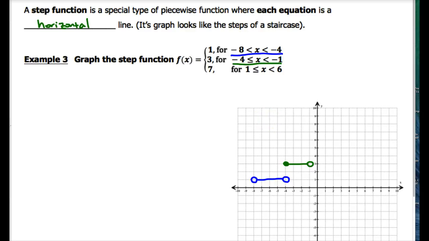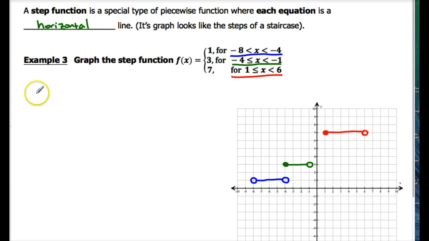Okay, and then lastly, my final piece, f of x equals 7 for x values between 1 and 6. So I'm going to go up to 7 and put a solid dot on positive 1. Okay, so right there, solid dot, and then a hollow dot on 6. And connect those points. So again, you can see it looks kind of like the steps of a staircase. This is what a step function looks like.